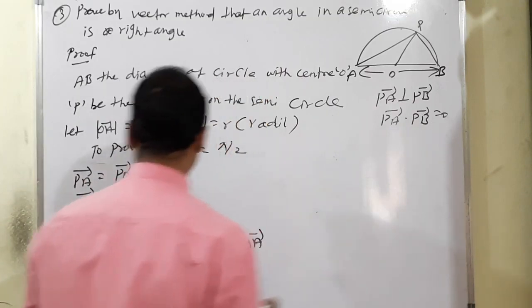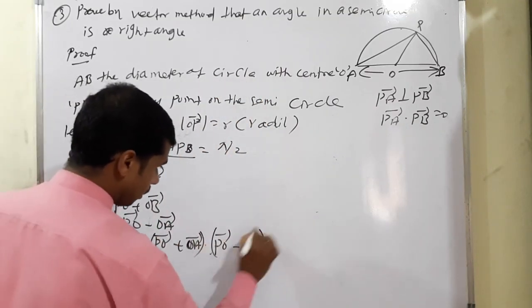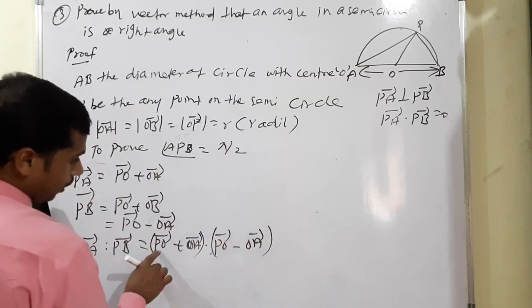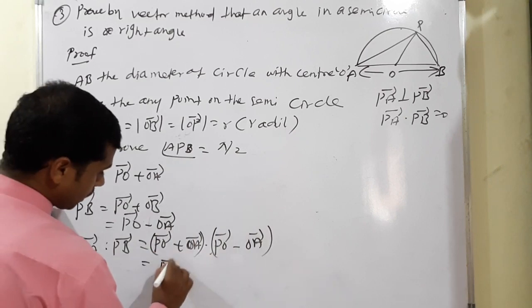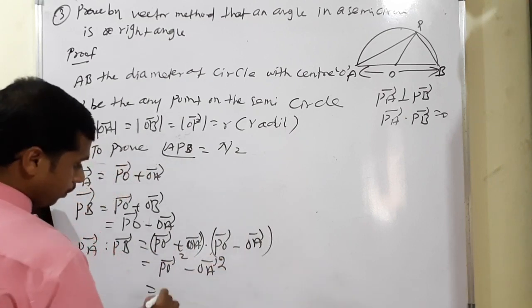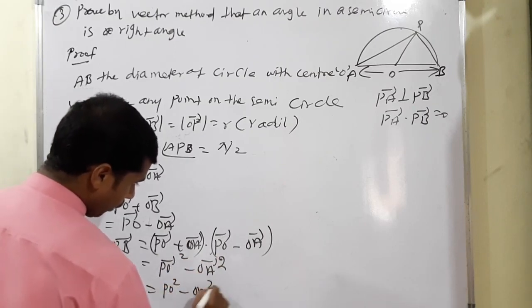PA vector dot PB vector, isn't it? So PA vector dot PB means, dot means what will happen? Again A plus B into A minus B form. So A square minus B square means PO vector square minus OA vector square. Square means we can write it without vector also. So PO square minus OA square.